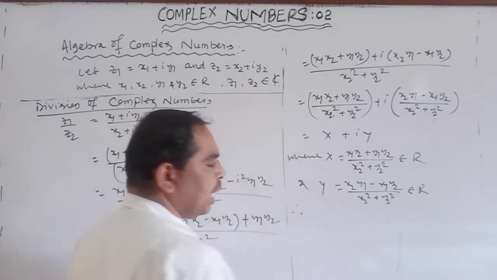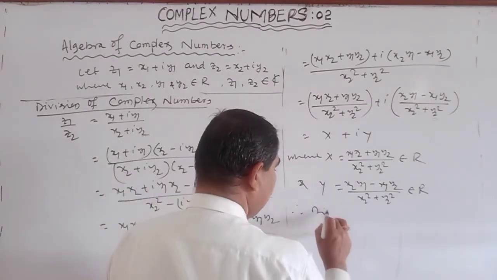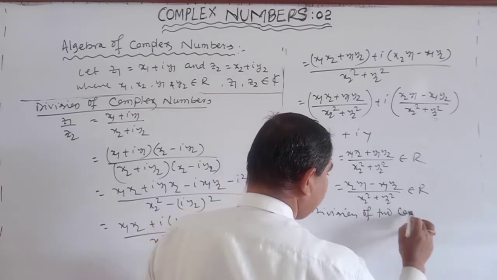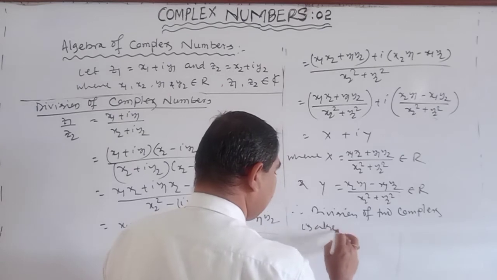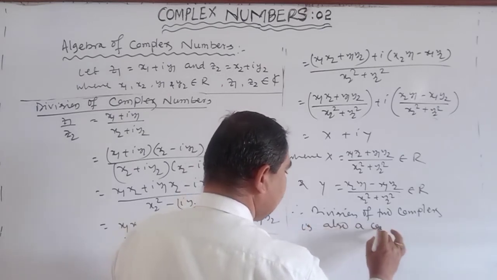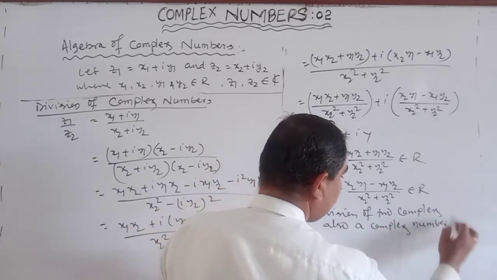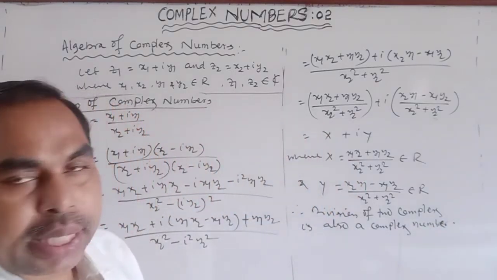Therefore, division of two complex numbers is also a complex number. Division of two complex numbers is also a complex number.